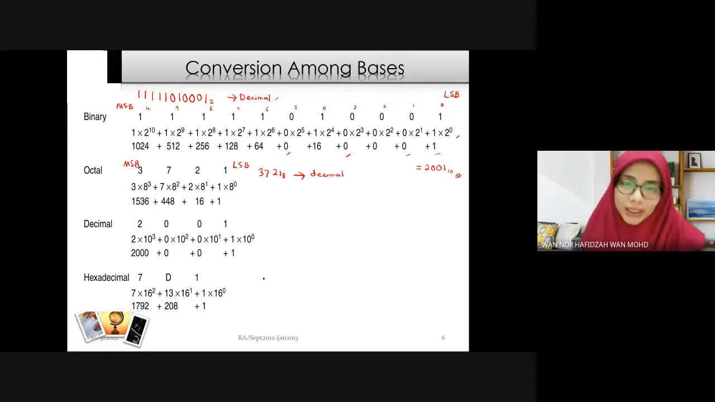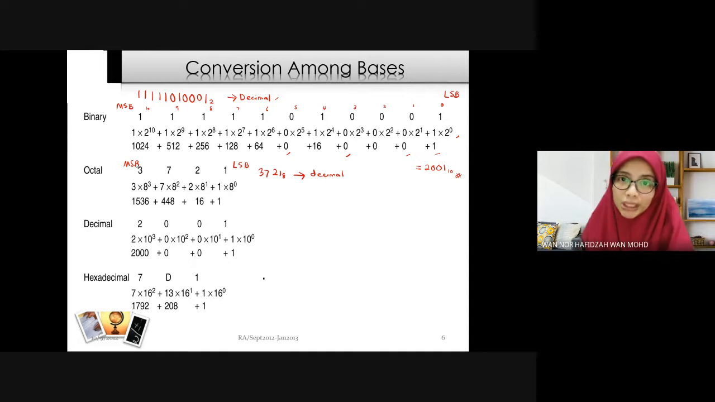Okay, so you can just press your calculator, so no problem. So 3 times 8 power of 3, 7 times 8 power of 2, 2 times 8 power of 1, and 1 times 8 power of 0. Remember, any number to the power of 0 equals 1.